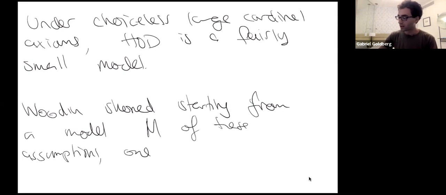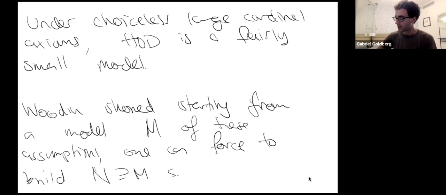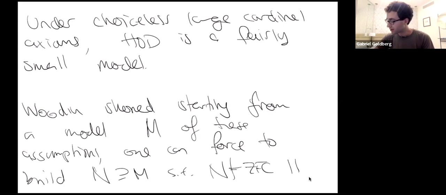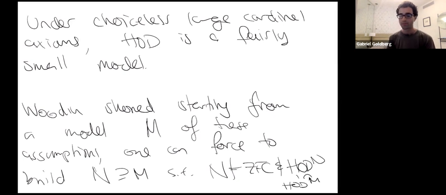one can use forcing to build an extension of M, call it N, such that N satisfies ZFC, and the HOD of N is actually a submodel of the HOD of M. So you've extended M, but you've only shrunk HOD. So now you have a model of ZFC where HOD is an even smaller model.